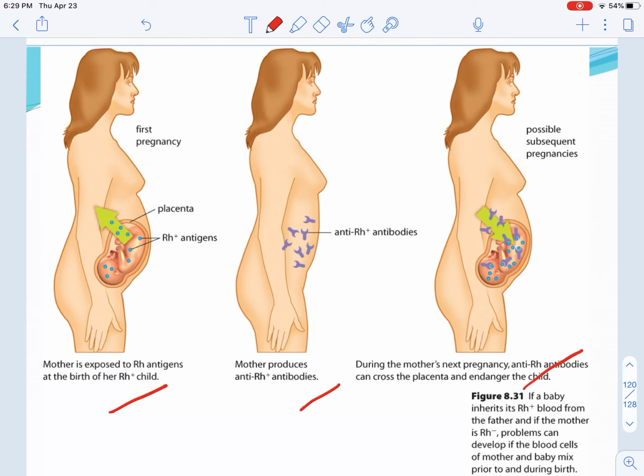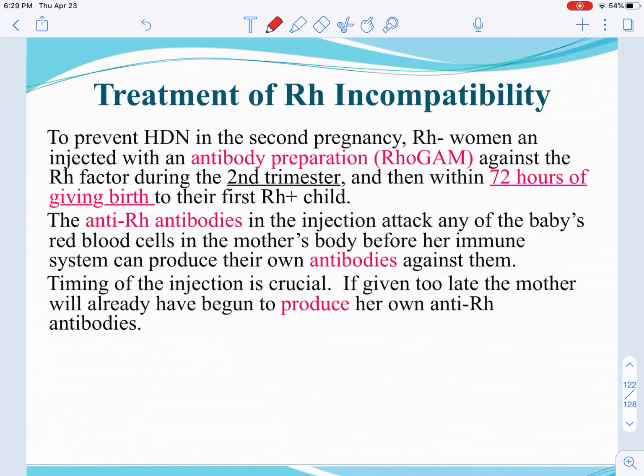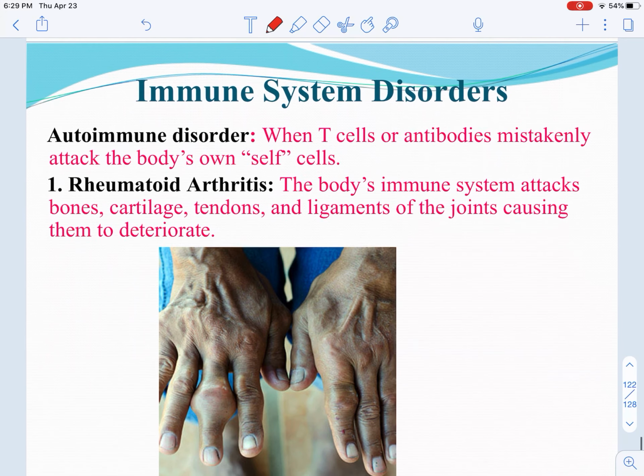So we can have exposure at first birth, antibodies will build up in the body, and if she has a second baby with still Rh positive, she could have her antibodies going in there and attacking it. It says here that RhoGAM is an injection that can be a treatment for hemolytic disease of the newborn, and that's the medication available.